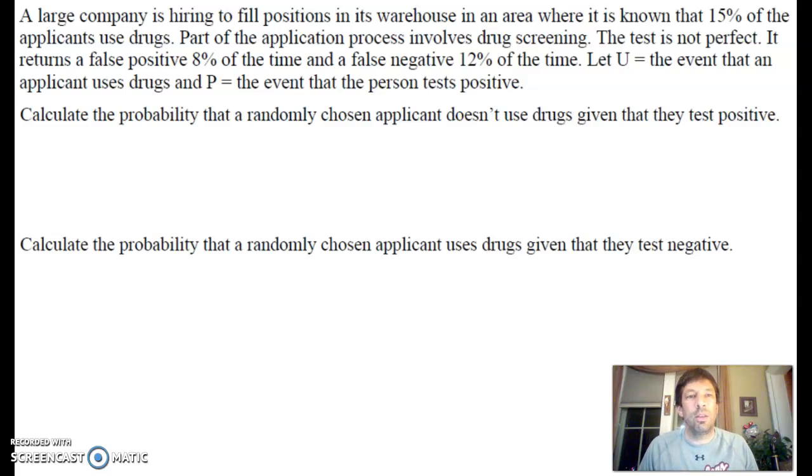Let U equal the event that the applicant uses drugs, and P equal the event that the person tests positive. We won't worry about that part. So calculate the probability that a randomly chosen applicant doesn't use drugs, given that they test positive.